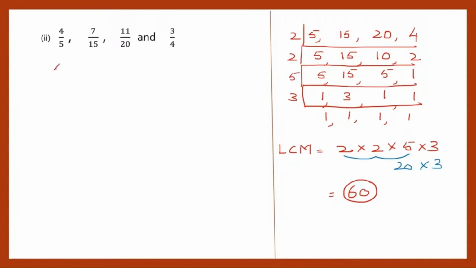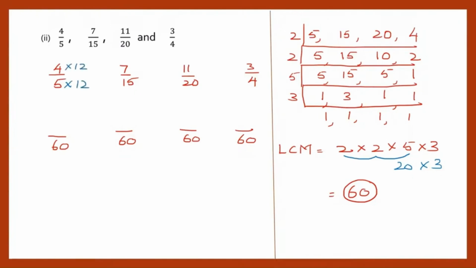I'll write down the question again. 4 by 5, 7 by 15, 11 by 20, and 3 by 4. And now the new denominators for all these fractions are going to be 60. Let's find the new numerators now. 5 into what will give us 60? 12 fives are 60. So we multiply 4 also by 12. 12 fours are 48.